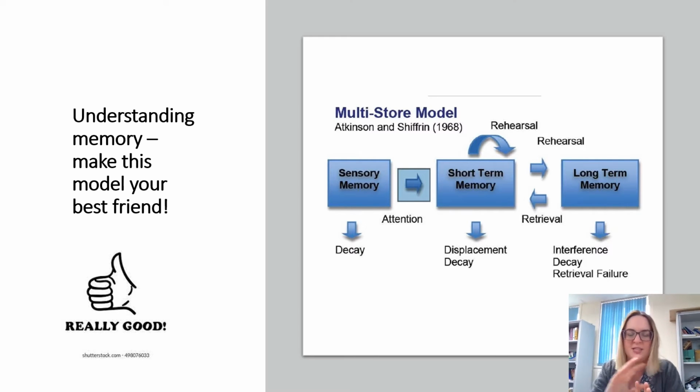There are lots and lots of different obstacles on this journey. At the sensory level, there's decay. If we're not paying attention to information, it's not going to go in. Short-term memory can also decay. If it's not rehearsed enough, it can decay, or it can be displaced by new information coming in. It can also stop on its journey to long-term memory, again, if it's not rehearsed properly. Once it gets to the long-term memory, it can still be forgotten or lost through a couple of different processes: interference, decay, and retrieval failure.